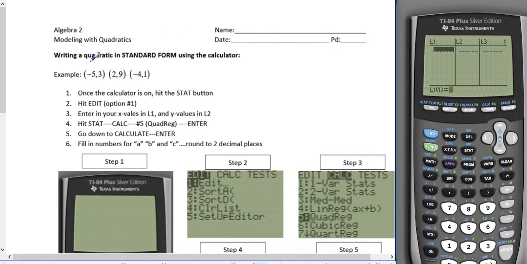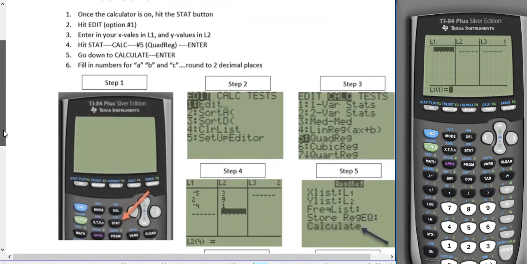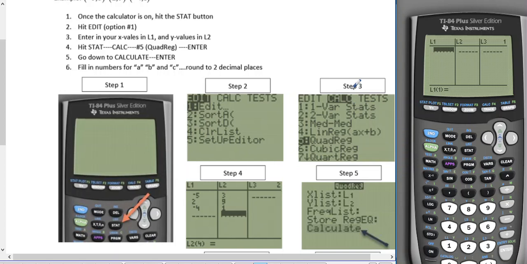So for this example, we have the points (-5, 3), (2, 9), and (-4, 1). I have listed out the steps 1 through 6 as well as pictures. Now, the one thing I did mess up, this picture goes with step 4, and then this picture goes with step 3. My apologies there. But I am going to do it on the calculator over here, so you can follow along this way as well.